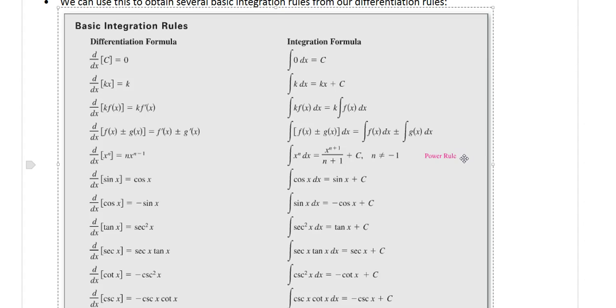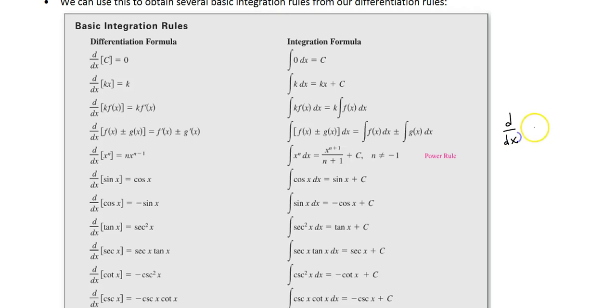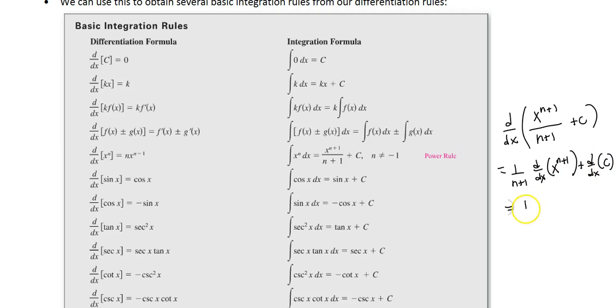So if you wanted to check this, if you took the derivative with respect to x of x to the n plus 1 over n plus 1, plus c, you would get, I'd bring out the constant first, 1 over n plus 1 times the derivative with respect to x of x to the n plus 1, plus the derivative with respect to x of c. I would bring down the n plus 1. I would have x to the n plus 1 minus 1, and then the derivative of c would be 0. So I would just get x to the n. So you can see that this does work, it's just reversing the process.